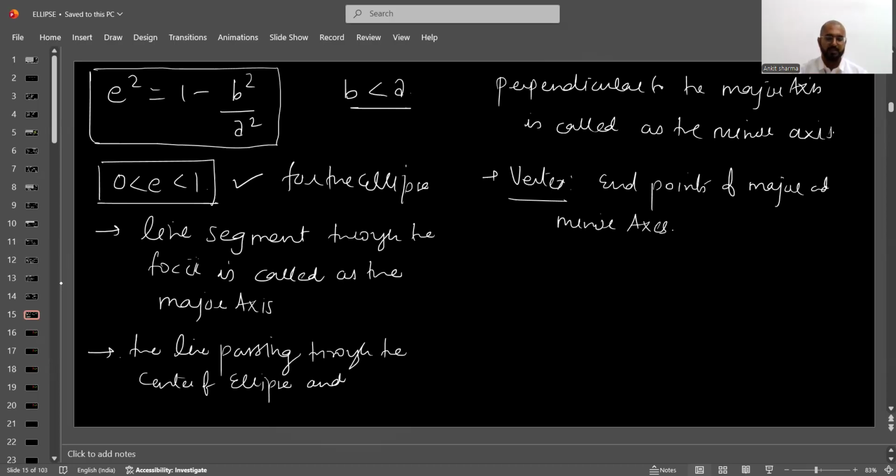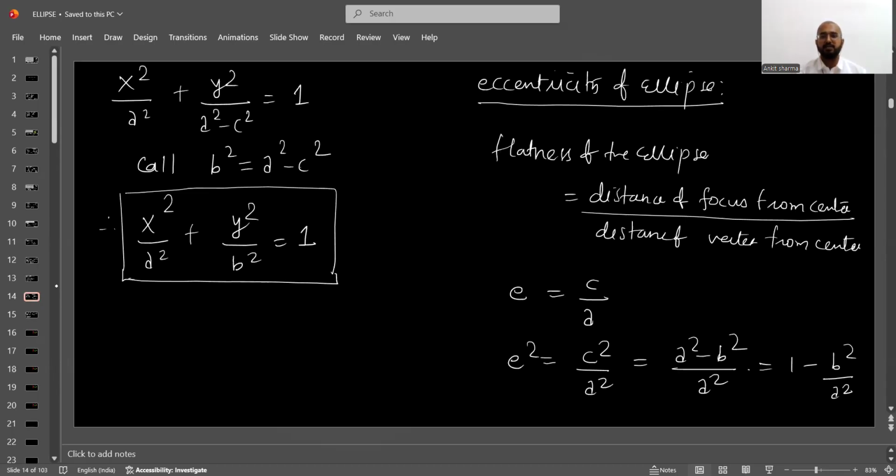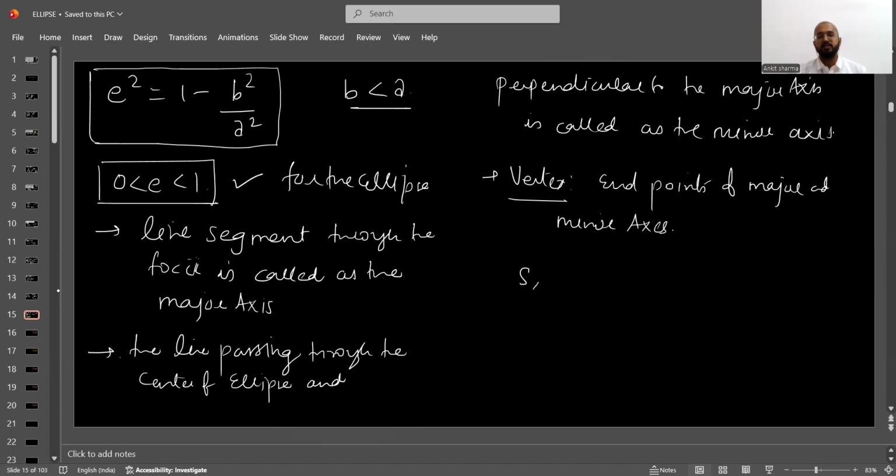Or in some of the reference books, they will define this to be the point of intersection of conic with the major axis is called the vertex. So they are also absolutely correct. So the endpoints of major and minor axis is nothing but the vertex. So now we have defined the flatness here. So this was nothing but the distance of vertex from center and distance of focus. S and S dash are called the foci, the two fixed points which we have taken in our consideration.